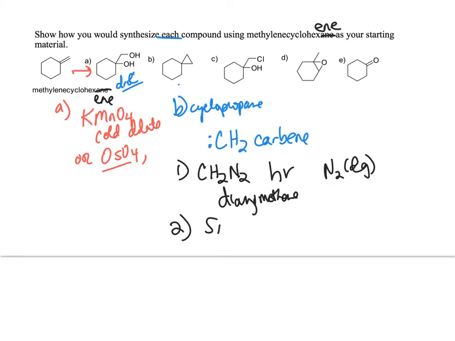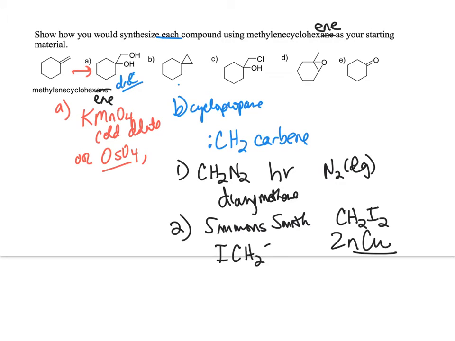The other way is the Simmons-Smith reagent. So you basically react diiodomethane. It's kind of like you all have used dichloromethane in the lab. Well, this is diiodomethane. And then you react it with zinc copper couple, and that iodide and the CH2 and the zinc insert between each other and generate the carbene. And that's how you make a cyclopropane.